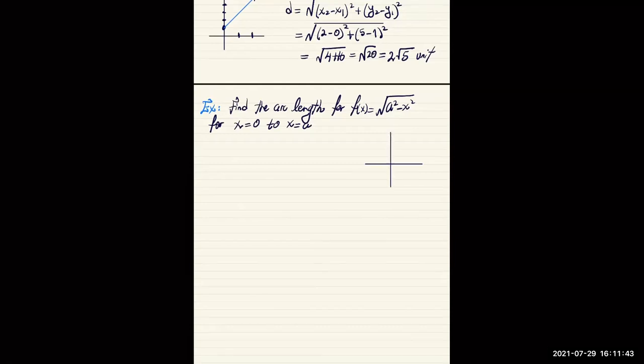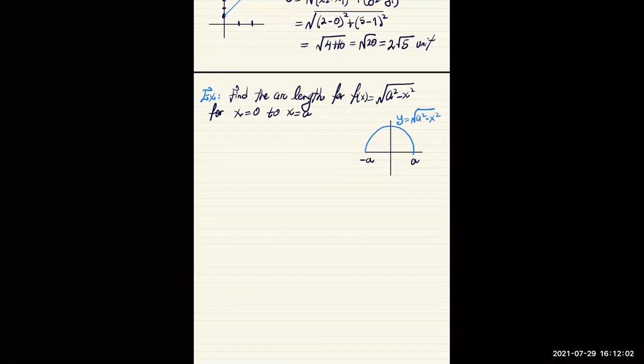because this is the semicircle, and this semicircle is going from negative a to a, and its equation is y equal to the square root of a squared minus x squared. Okay, so if I want to find the arc length, I need the derivative f prime of x.